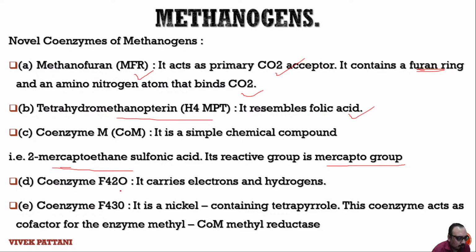The next one is coenzyme F420. It carries electrons and hydrogens. The next one is coenzyme F430. It is a nickel containing tetrapyrrole, and this coenzyme acts as a cofactor for the enzyme methyl coenzyme M reductase.